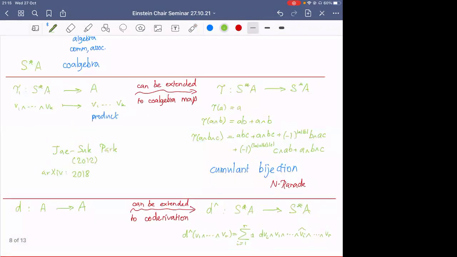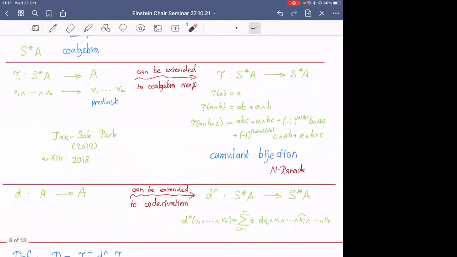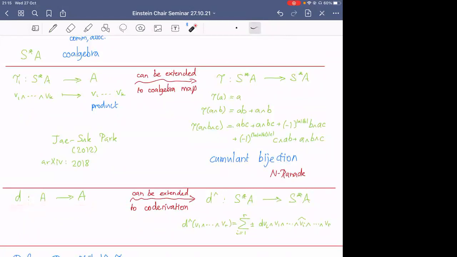Okay, so we now use the product map. We use the product on A, and we've encapsulated that in this coalgebra map, this tau. On the other hand, we have a map from A to A, and that can be extended to a co-derivation. So you can also think of it as a map from S star A to A, where everything except the first piece goes to 0. And that can be extended to a co-derivation. And this is the formula for it. So you're just acting on each piece individually. I've moved the D to the front. That will just pick up some more signs, meaning omit the ith term.